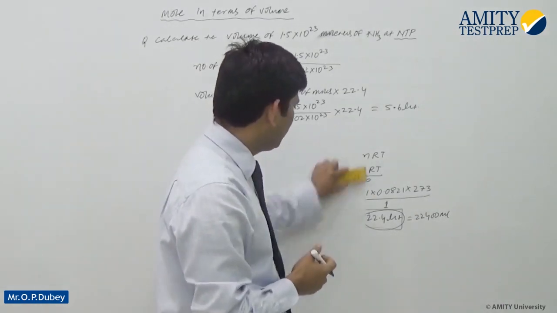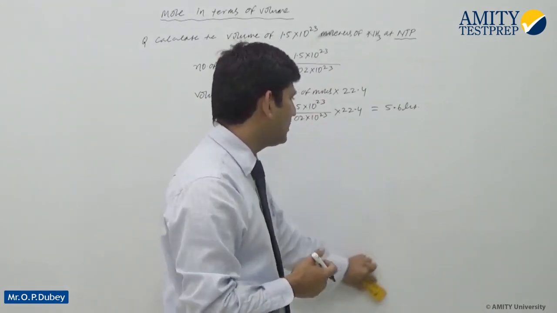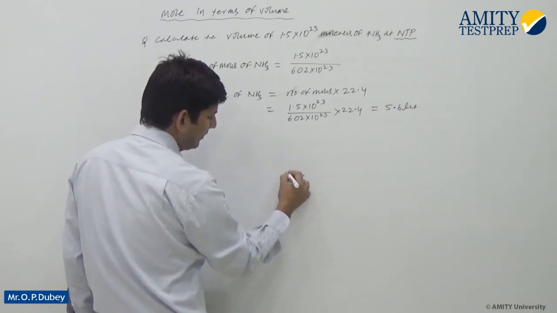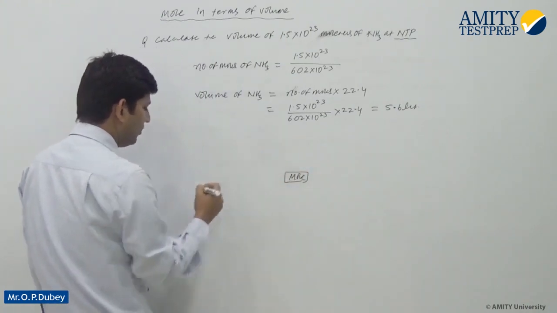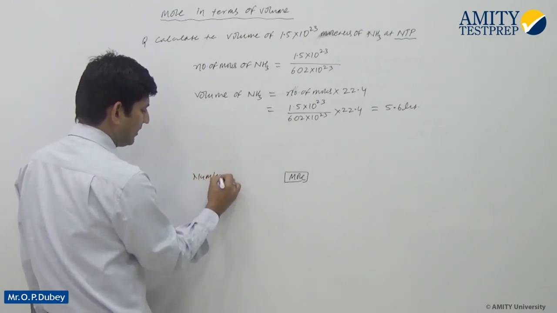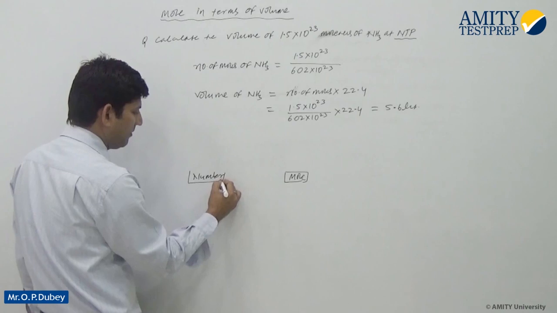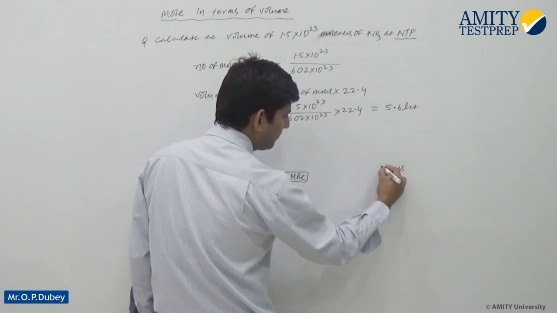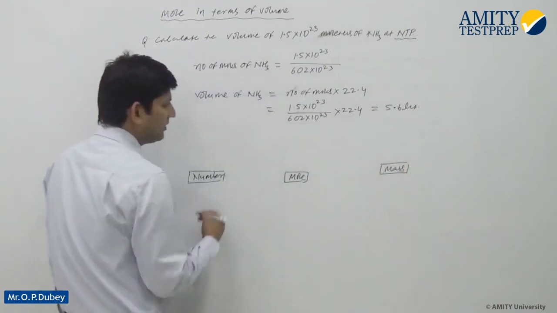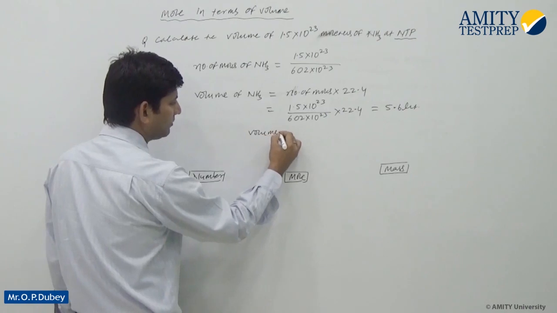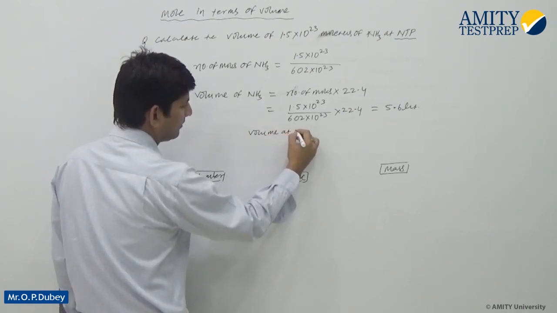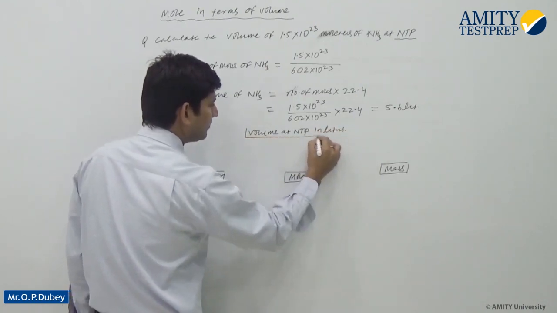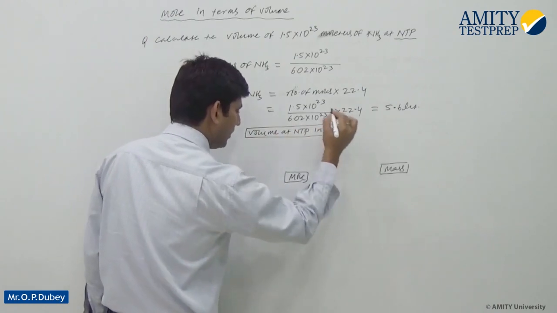Simple. Mole in terms of number, mole in terms of mass, and mole in terms of volume. These all three are related as, like, this is the mole, and this is the number of particles, number of atoms, number of molecules, number of ions, and this is the mass of chemical substance, and this is the volume at NTP in liters. These all are related with the number of moles.